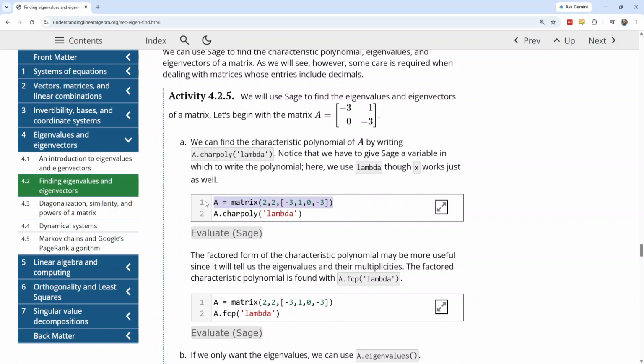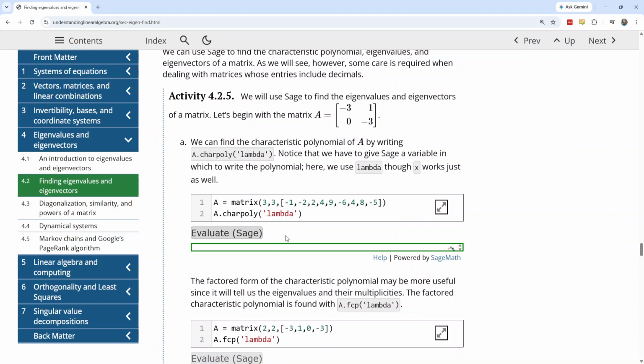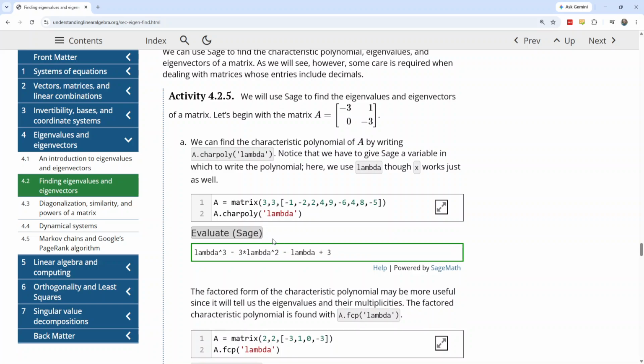If I replace their matrix with our 3x3, so you put 3 and 3, and then list out all of the numbers as you go across each row, then there's a few different things you can do. So this first Sage cell is set up to find us the characteristic polynomial in the variable lambda. So we evaluate that. And you can see, this is what we would have landed on if we had gone through all that work I was just describing, this cubic polynomial.